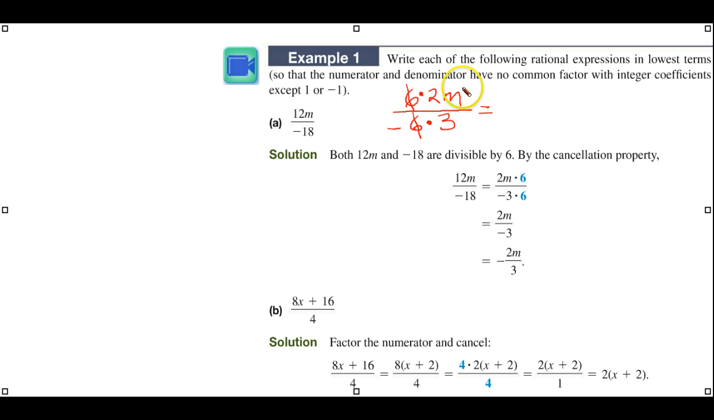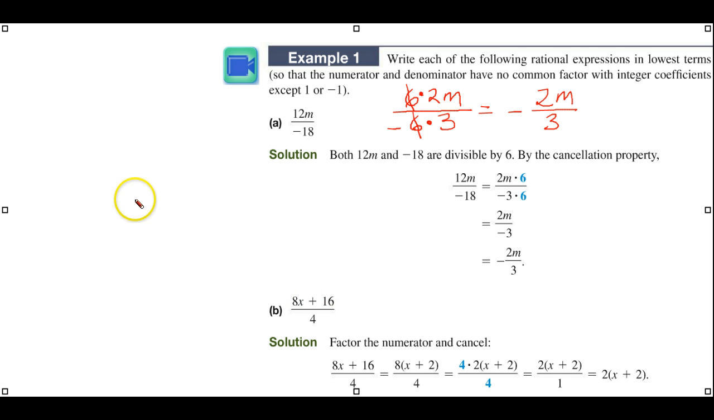So your answer then from this becomes 2m over 3. Now we still have a negative sign. Theoretically we can put the negative there or in the numerator, but generally the place to put it is by the division bar, the fraction bar. And when you do your work using these fractions, make it horizontal. Don't make those diagonal lines.